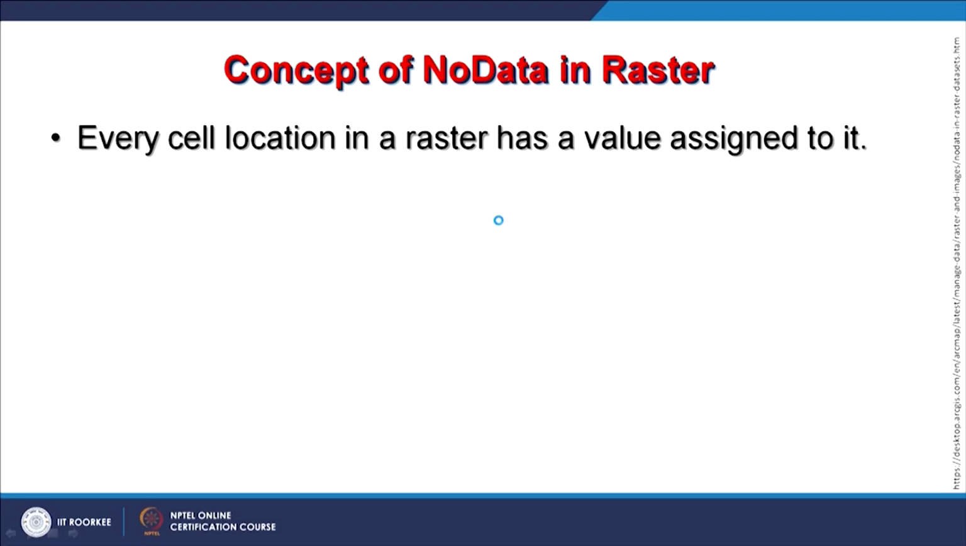Then we will see how it is important in GIS. As you know, in raster every cell has its location and a value, and that value is assigned depending on the data. Suppose I have an 8-bit digital elevation model or 8-bit satellite image, then my values might vary between 0 to 255, that means I can have a maximum of 256 values.